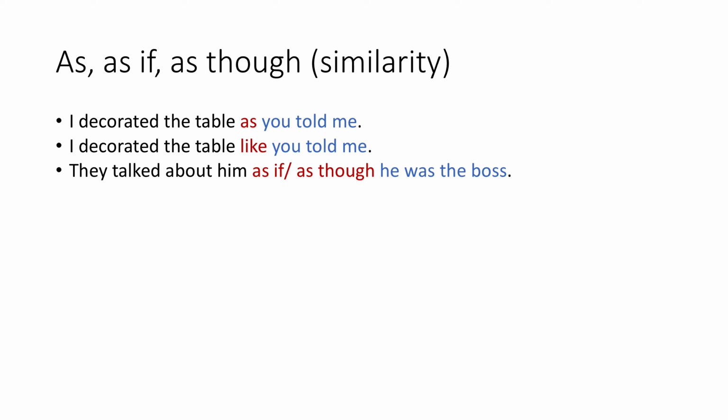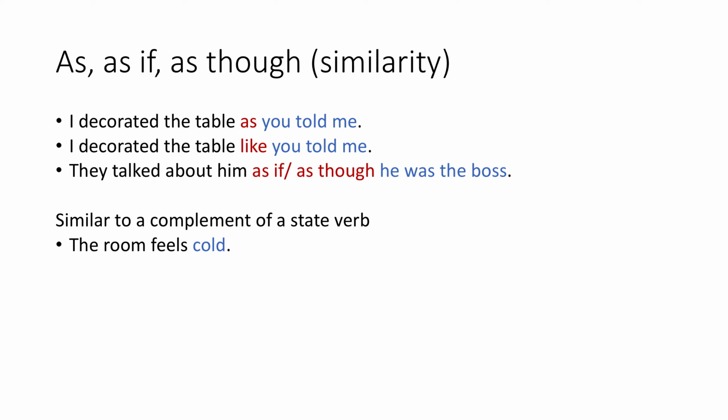But as if or as though kind of indicates that they are pretending that he is the boss. There is a similar structure that we can use these subordinate conjunctions, and it's very similar to the complement of a state verb. I can give you some examples of state verbs like seem, appear, look, and these do not have actions. They just show the state of something.